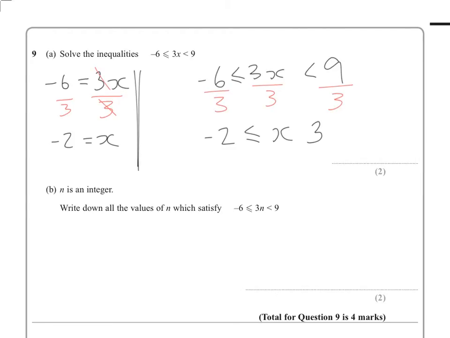Therefore, x is greater than or equal to minus 2 and less than 3. Part B, n is an integer, that means whole number. Write down all the values of n which satisfy this inequality. Well, actually that's the same as the inequality in part A, which we have worked out. The only whole numbers that satisfy this inequality are minus 2, minus 1, 0, 1, 2, and that's it. We cannot include 3, but we can include minus 2 because it is greater than or equal to minus 2, but only less than 3, not equal to 3.